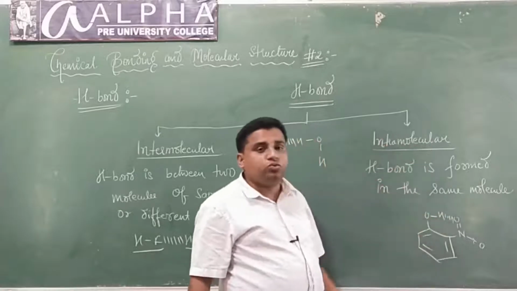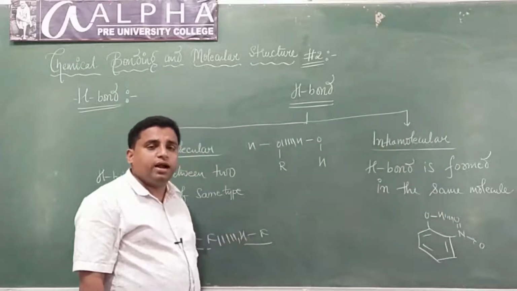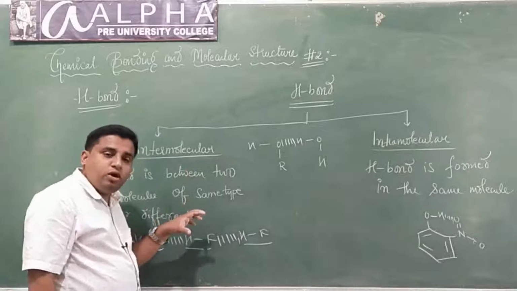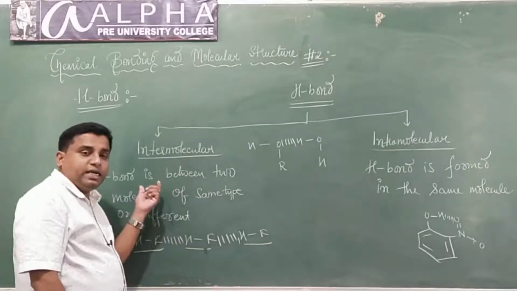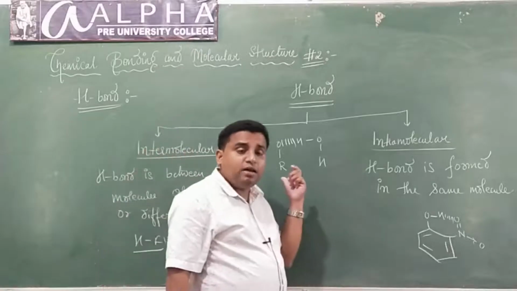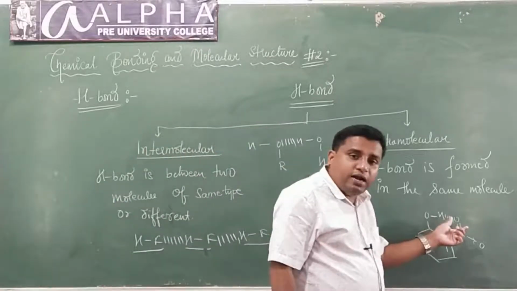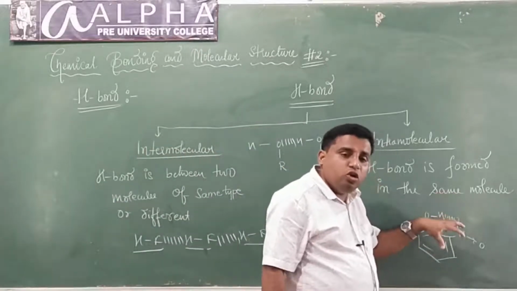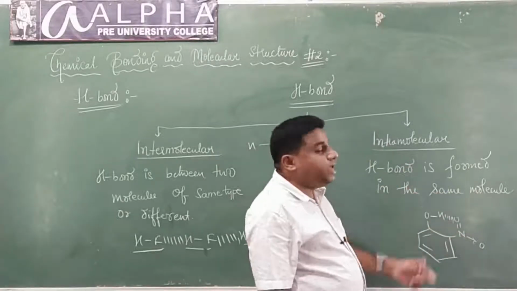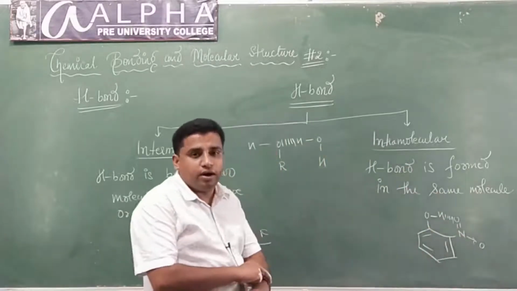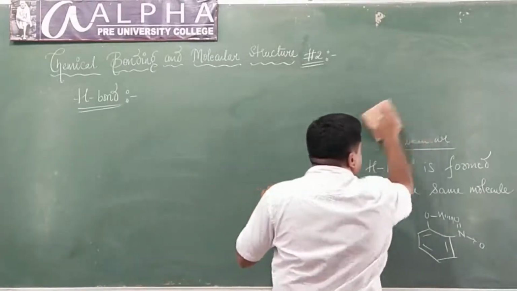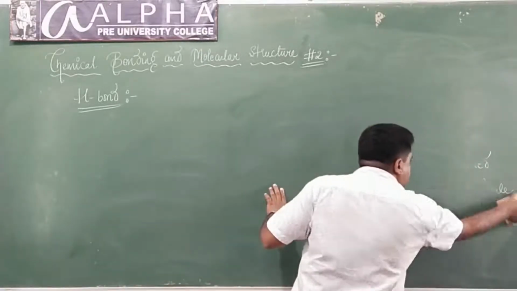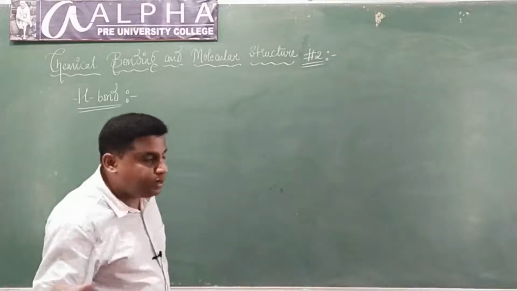Then that is called what? Intramolecular hydrogen bonding. If the hydrogen bond is formed between two molecules of the same type or of different type, it is intermolecular hydrogen bonding. If the hydrogen bond is formed within the same molecule, then it is called intramolecular hydrogen bonding. Okay, students, please understand this point.